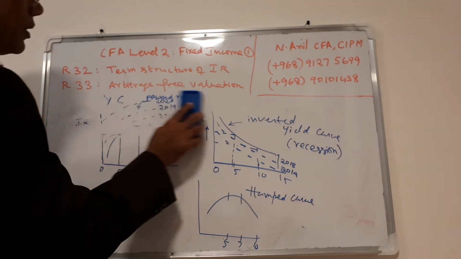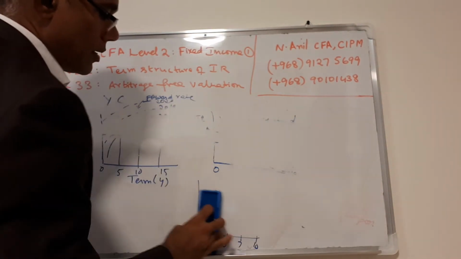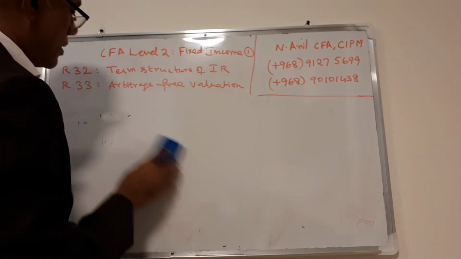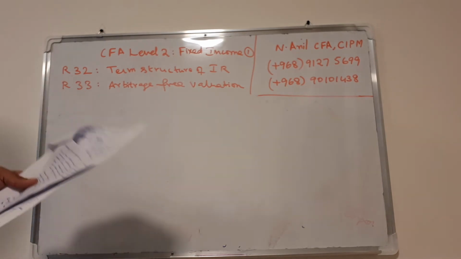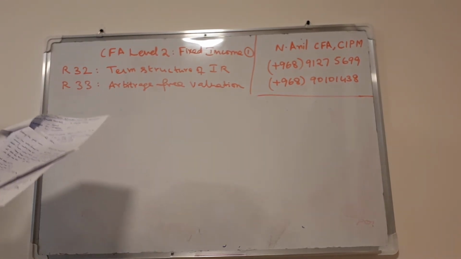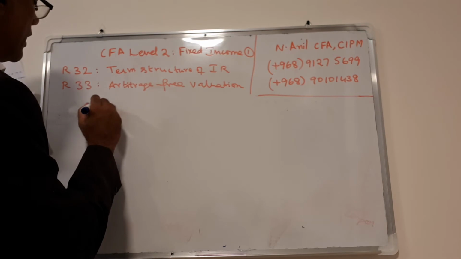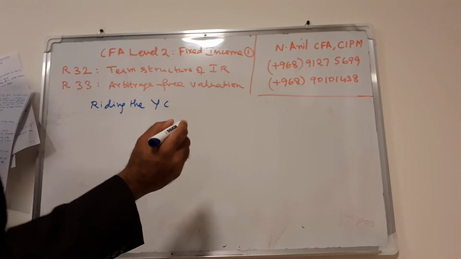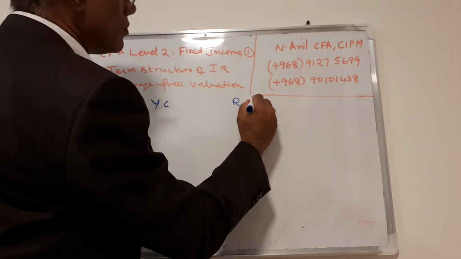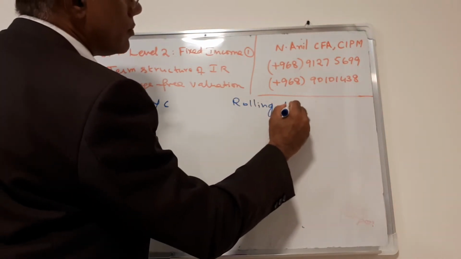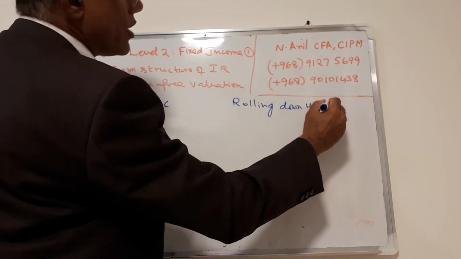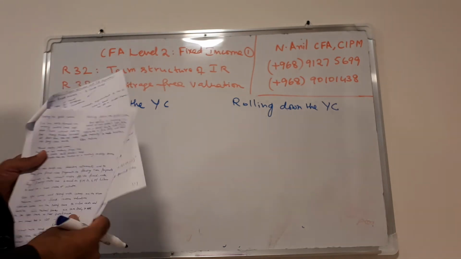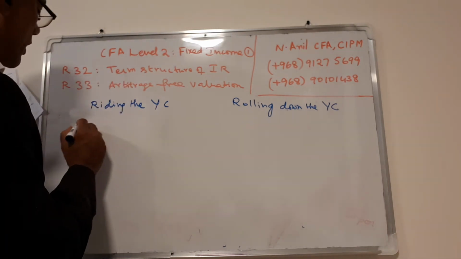Okay, next one. Now there are two techniques or strategies: riding the yield curve, which I will show as YC, and rolling down the yield curve. The traders use these strategies to profit from maturities. Now usually there is maturity matching.